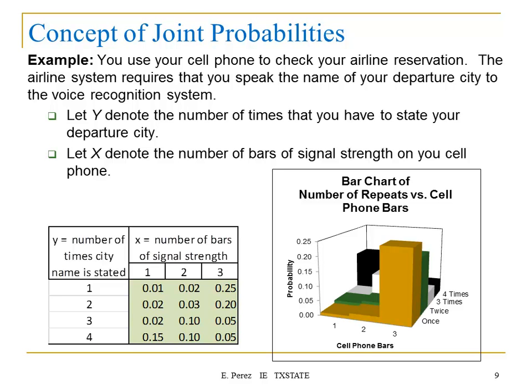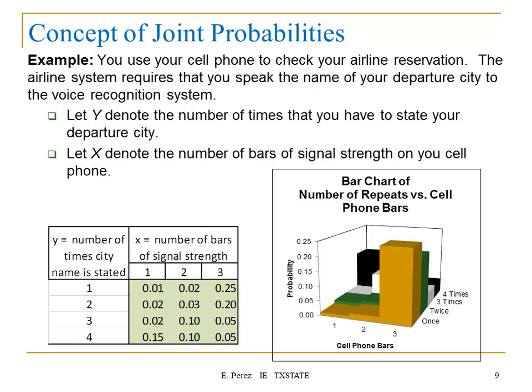So now I have two random variables. Y, which is the number of times that you have to state your departure city. So that's the number of times that you will repeat that information to your phone. And X is to denote the number of bars, signal strength, on your cell phone. So what we're assuming here is that the better reception you have, the better communication with the system you're going to have, so the number of times that you're going to repeat the information is less. So that's the information that we're presenting in this table.